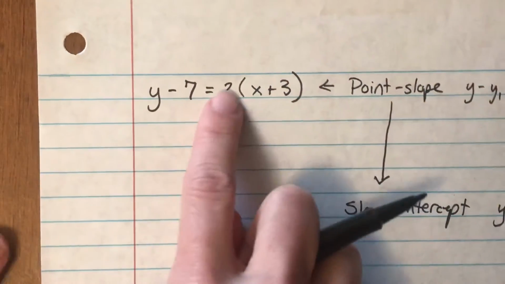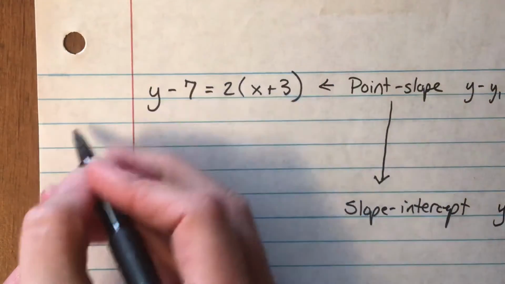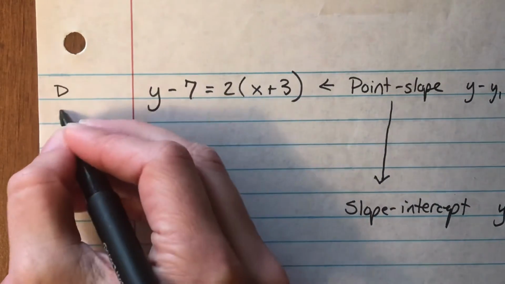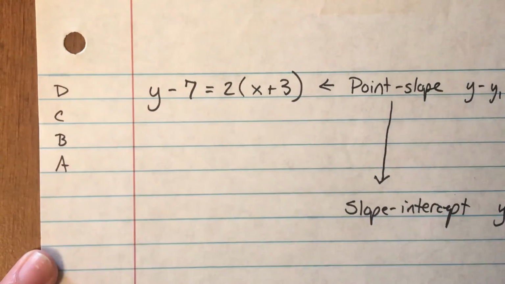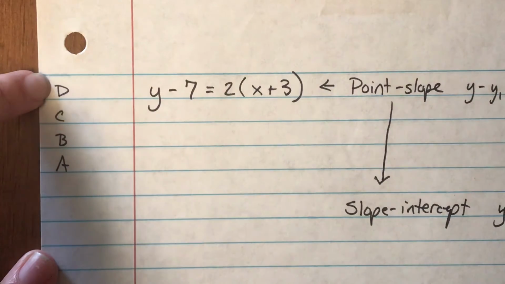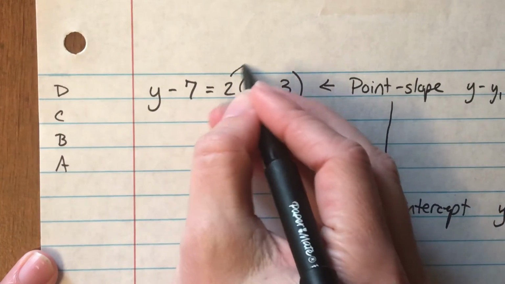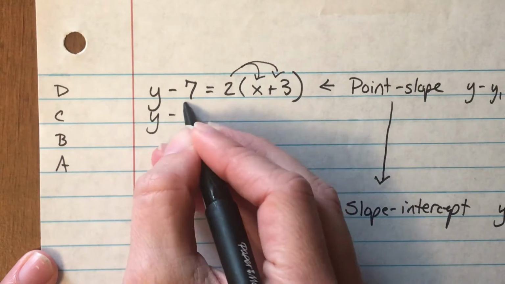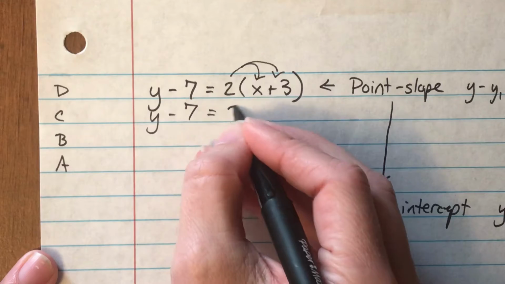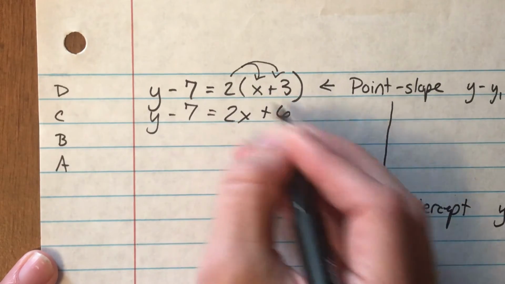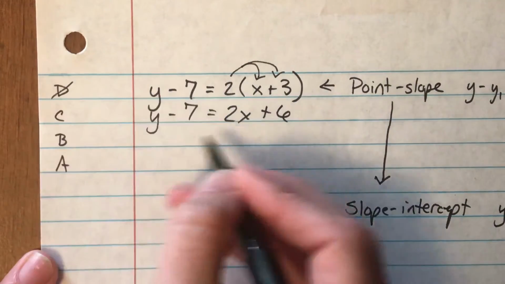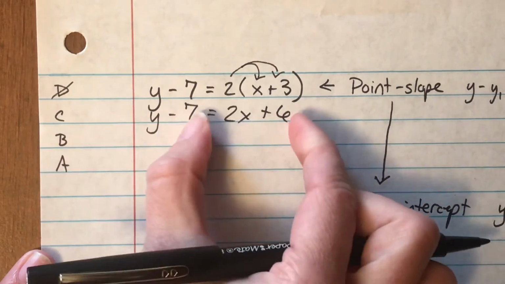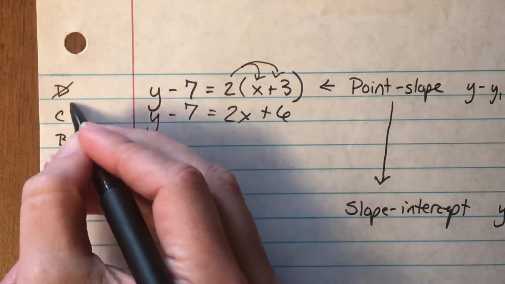If we want to solve this for y, think back to how we solve equations in general. It's always d, c, b, a. This is a multi-step equation, and d stands for distribute, so you're always going to distribute first, just like earlier in the year. On this side, we've got y minus 7 still, and on this side, we distribute: 2x plus 2 times 3 is 6. Distribute is done. Combine like terms: nothing to combine over here because we've got a y and a number, and over here we've got an x and a number.